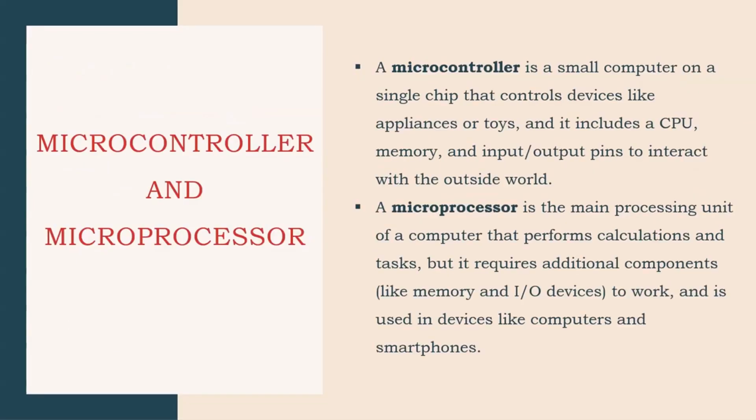And coming to this slide, we can see what is a microcontroller and what is a microprocessor. A microcontroller is a small computer on a chip. It controls devices like appliances and toys. It has a CPU, memory, and input output pins built in. It can work on its own to control simple devices. And coming to the microprocessor, a microprocessor is the main part of the computer that does all the thinking. It needs extra parts like memory and input output devices to work. It is used in bigger systems like computers and smartphones.